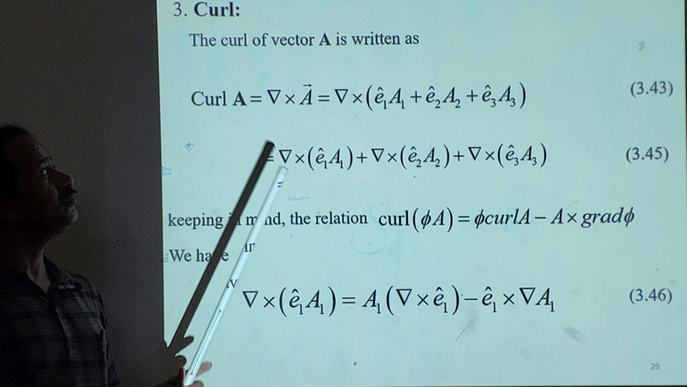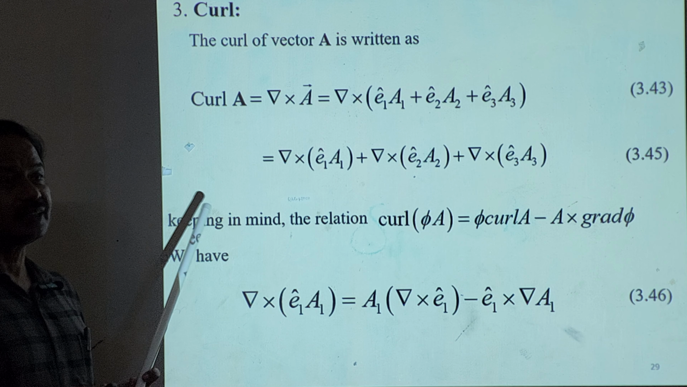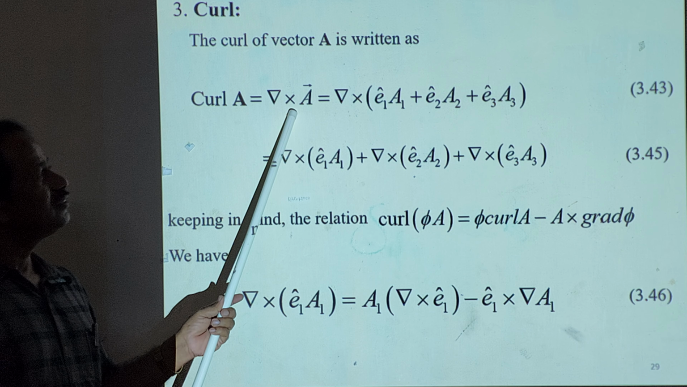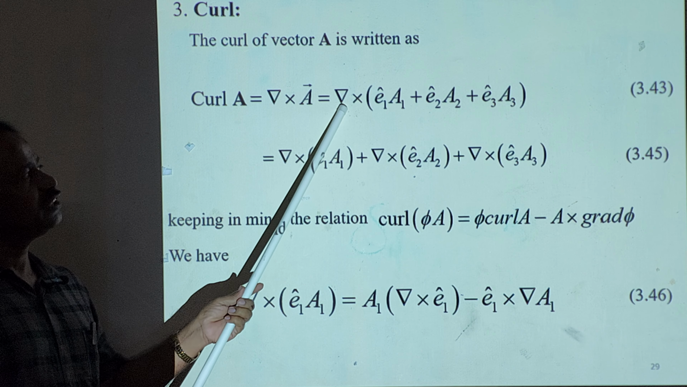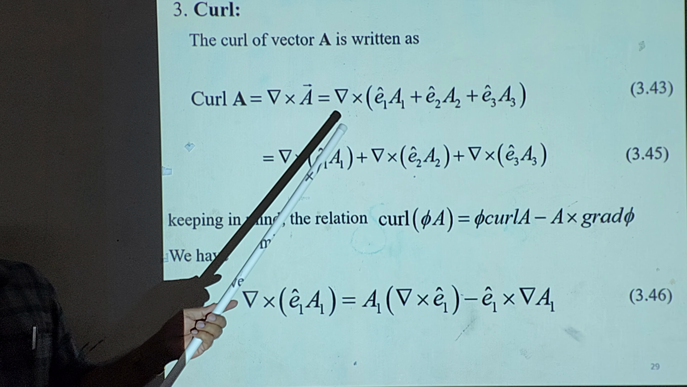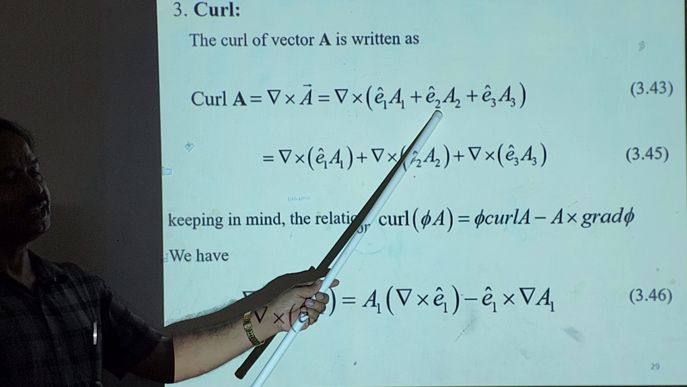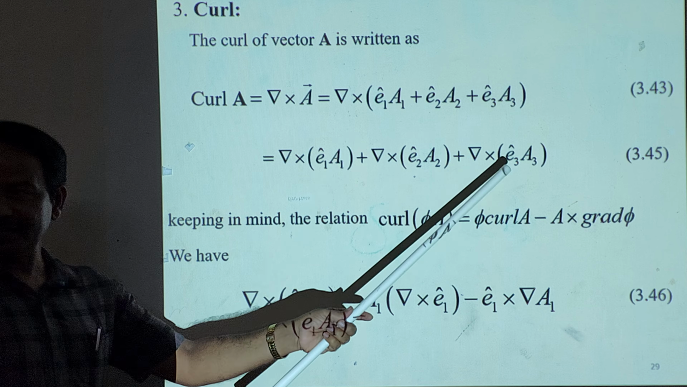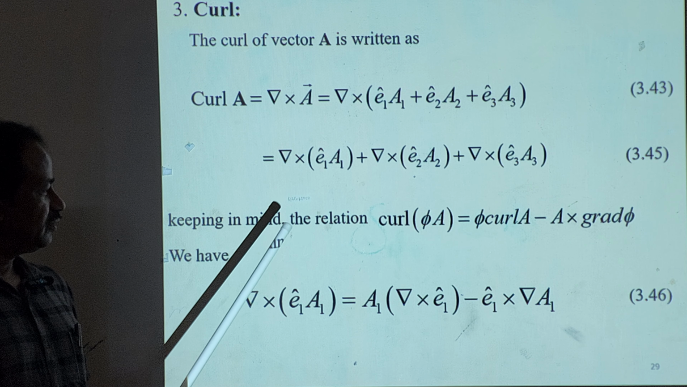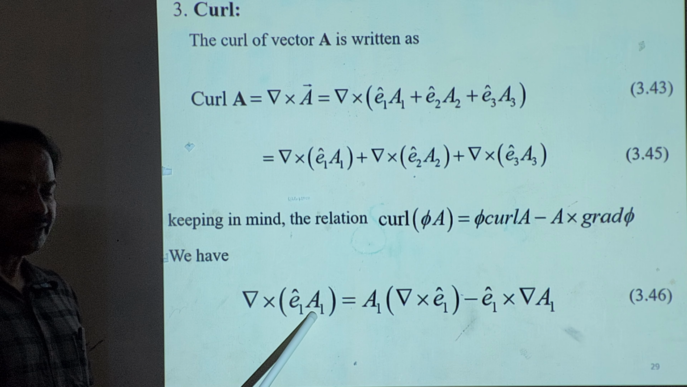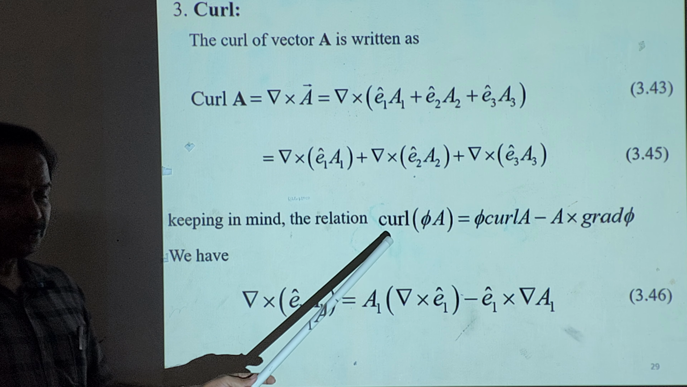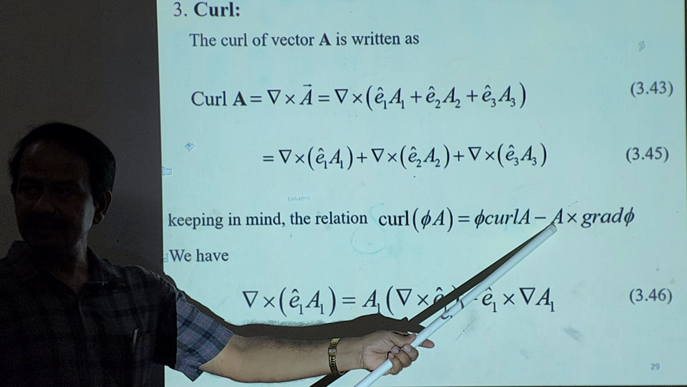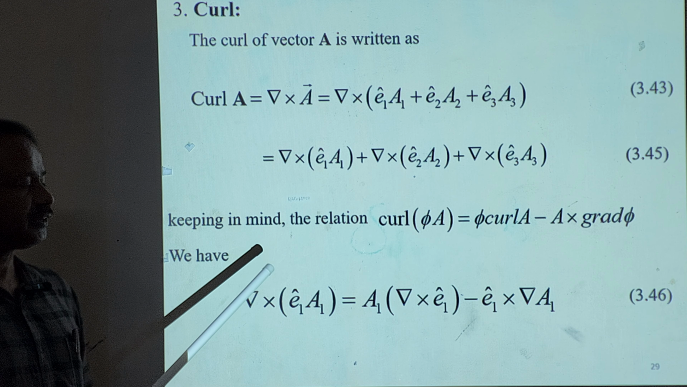Okay. So now we shall discuss the curl. Curl is given as del cross A. Del cross A is nothing but curl. So del cross A is nothing but del cross E1 A1 plus E2 A2 plus E3 A3. So we can write separately. Now for del cross E1 A1, we have to use a vector identity: curl of phi A is given by phi curl A minus A cross gradient phi.